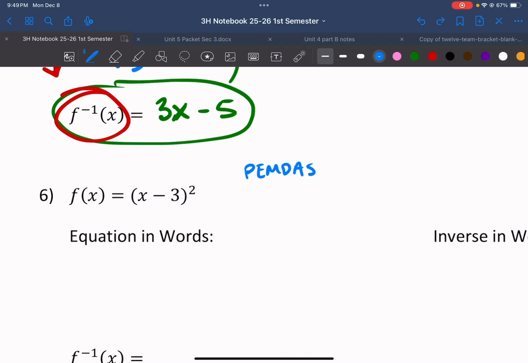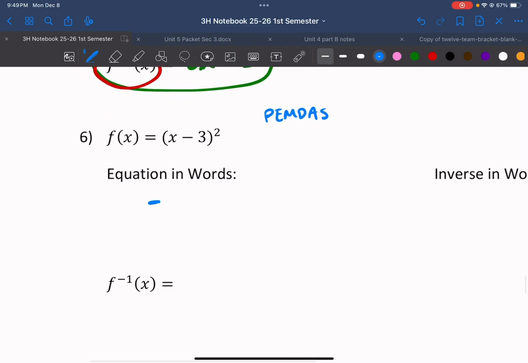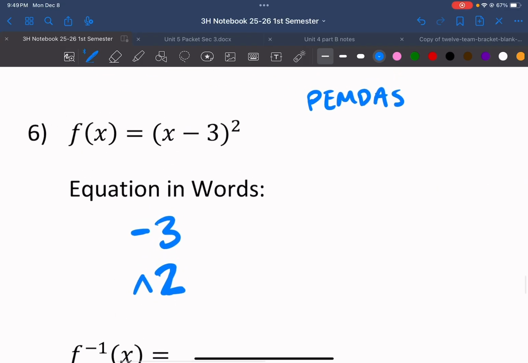Parentheses first. So the subtract 3 is actually what occurs first. Then we square root. Or sorry, not square root. We square. So I just wrote that in terms of order of operations.